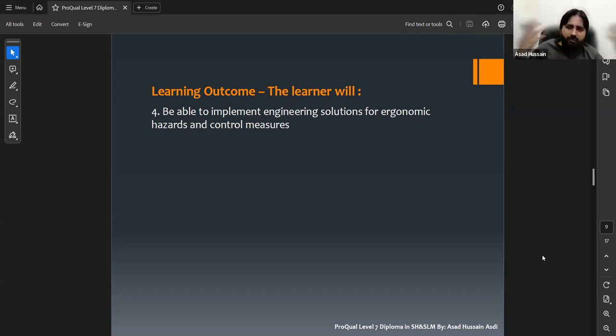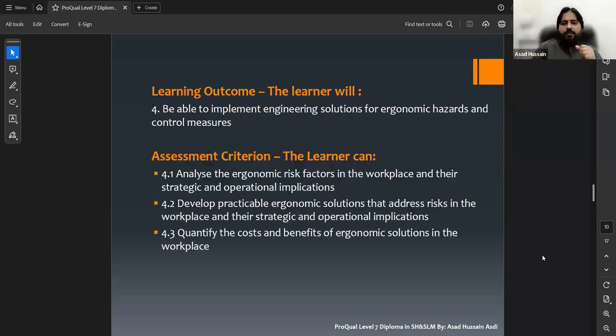And even if the work environment is not supporting him, is not suitable for him, then the same is the issue, there will be ergonomic hazards. So basically, this learning outcome will be about implementing different engineering controls, because it is mostly about the work environment, the positioning of things, and even the positioning of the worker. So it is about implementing engineering solutions, sorry, for ergonomic hazards and control measure. So we will move forward.